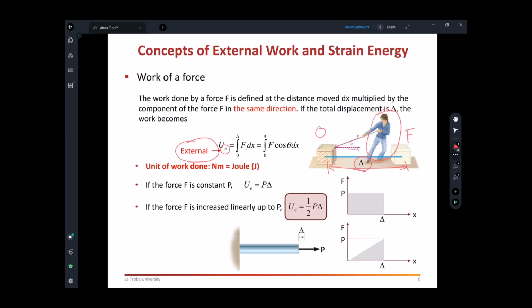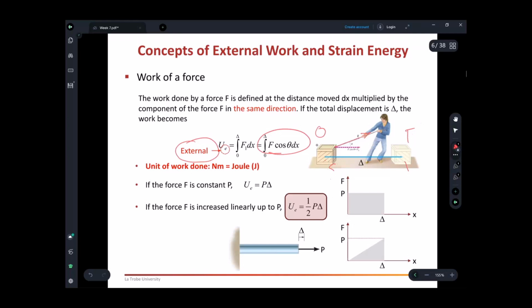Now please look at that. This gentleman is pulling in this direction, but we can't use that force. As I mentioned, the definition says that we need a force going in the same direction as the displacement. So we need the horizontal component of this force times this displacement. That will give you the external work done. So I hope you understand that.